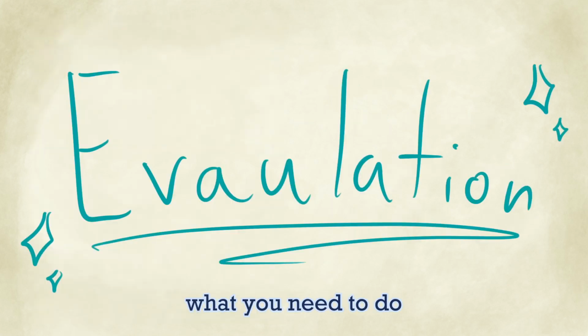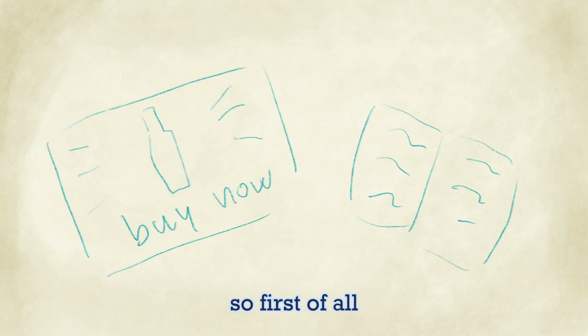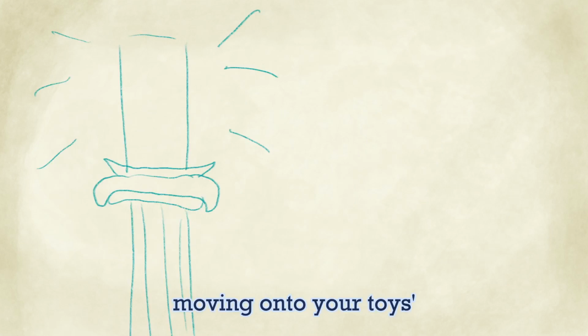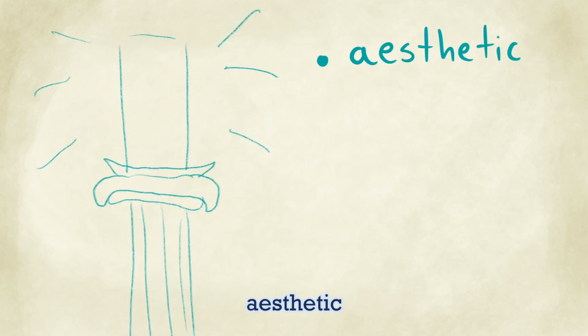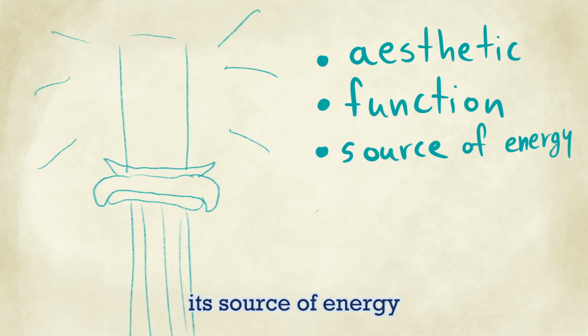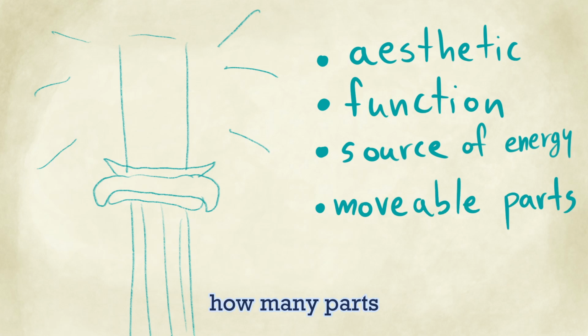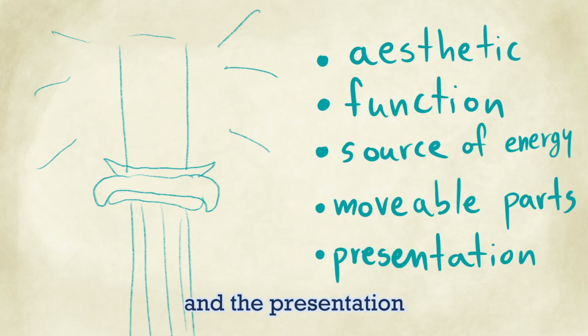And now you know what you need to do, but knowing how your project will be evaluated may give you a better idea of what to do. So first of all, we evaluate if there's actually a journal and the advertisement. Then moving on to your toy's aesthetic, its function, its source of energy, so if you need to push it or is it completely automatic, how many parts and which direction is your toy movable, and the presentation.